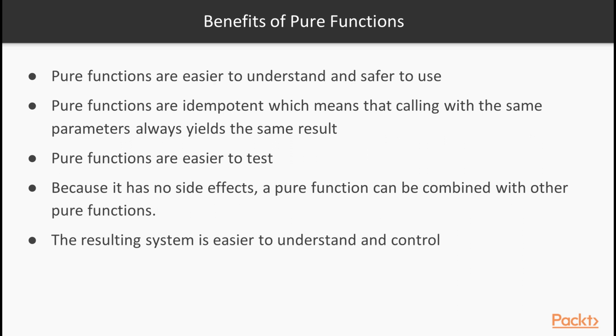Another important property of pure functions is that they are idempotent. This means that whenever you call a pure function with a given set of arguments, you'll get the same result back every time. Because of these properties, pure functions are easier to test. You could be confident that if the function returns what you expect given the arguments, then it's working, and you don't have to worry if it's doing things you didn't intend.